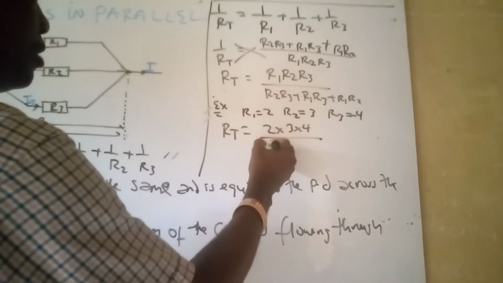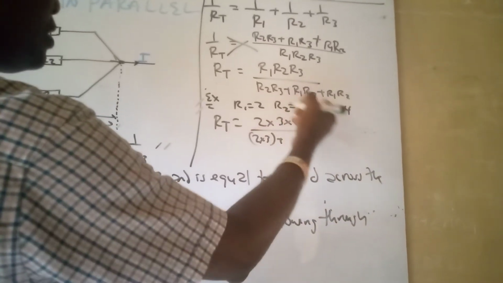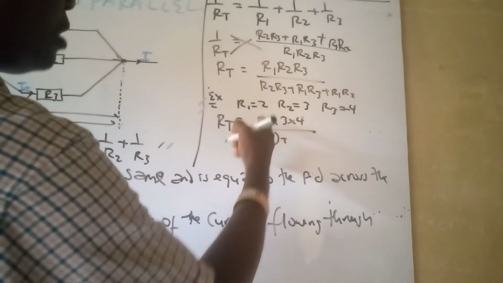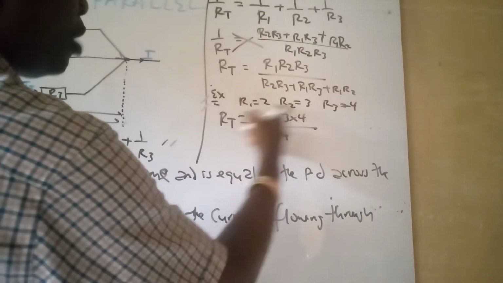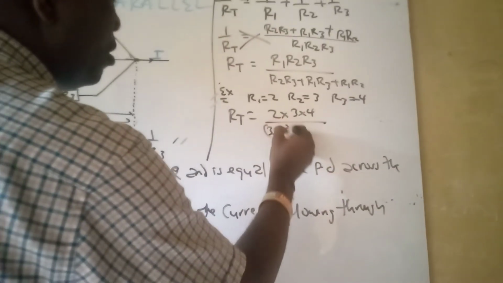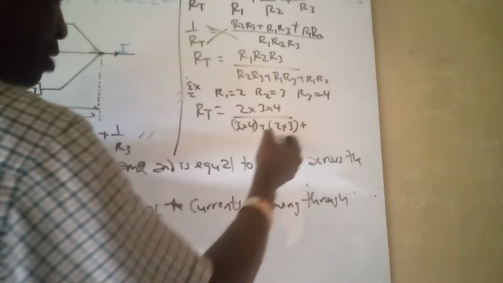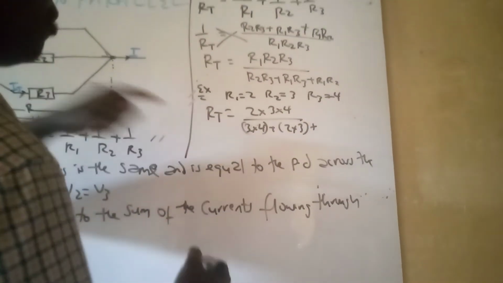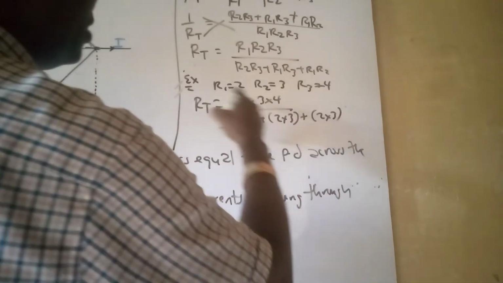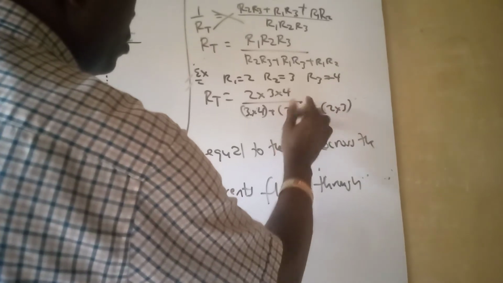You do R1 times R2, which is 2 times 3. Then R2 times R3, that's 3 times 4. Then R1 times R2, that's 2 times 3. And R1 times R3, that's 2 times 4. I hope that is okay. Let's check it.